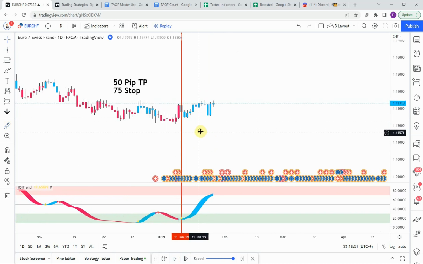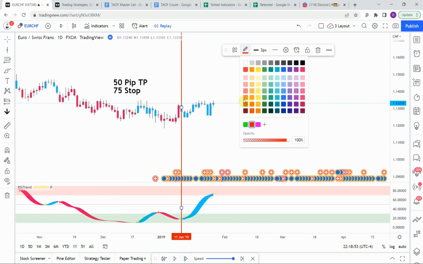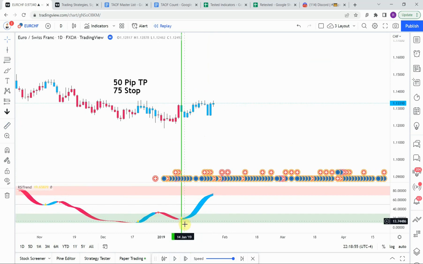All right, so the first signal that we pick up was a long signal right here. Our ribbon is down in the green zone, and we get that bar coloration switch to the light blue bar right here. We get a little bit of a push down before we then recover and make a nice little push to the upside, which does come up and get us to our take profit. Let's go ahead and continue on.